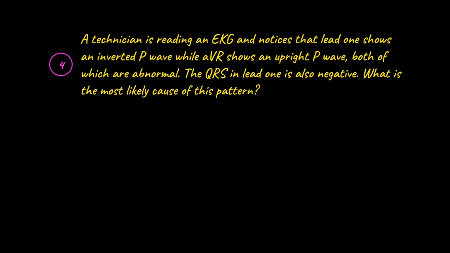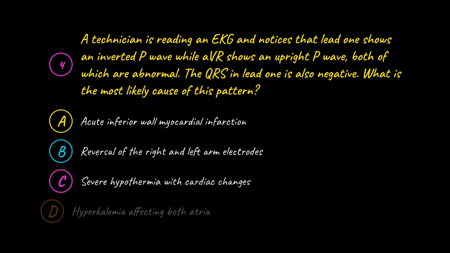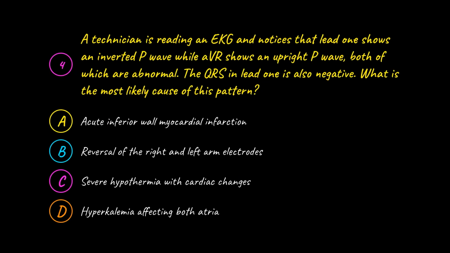Your options are A. Acute inferior wall myocardial infarction, B. Reversal of the right and left arm electrodes, C. Severe hypothermia with cardiac changes, D. Hyperkalemia affecting both atria. What's your answer? Commit to one before I continue.